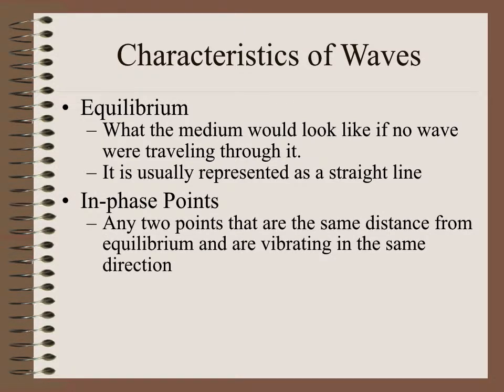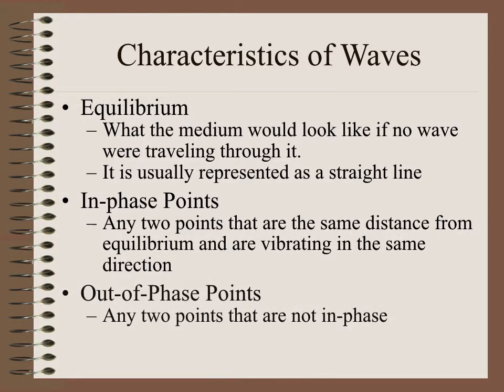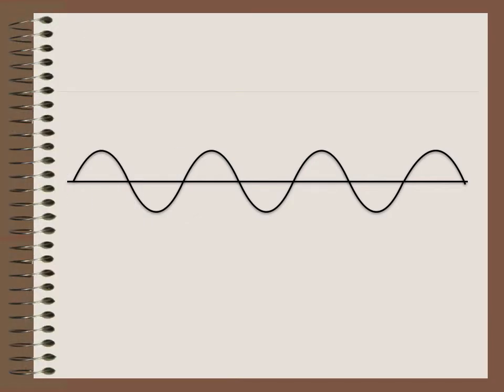Next, we have what are called in-phase points. In-phase points are any two points along a wave that are the same distance from equilibrium and are vibrating in the same direction. Besides in-phase points, we also have out-of-phase points, which are any two points that are not in phase. Let's take a look at what this is like.